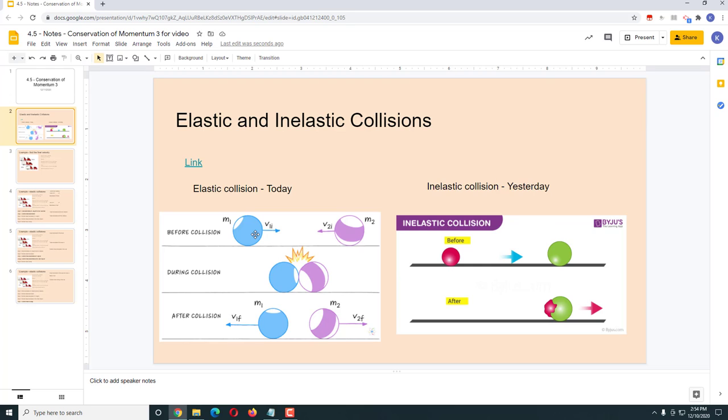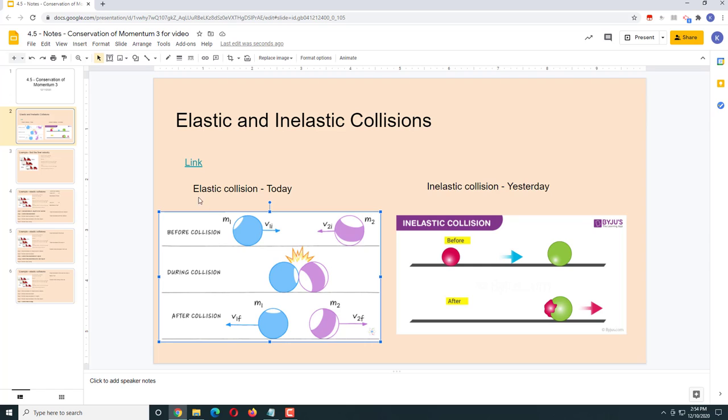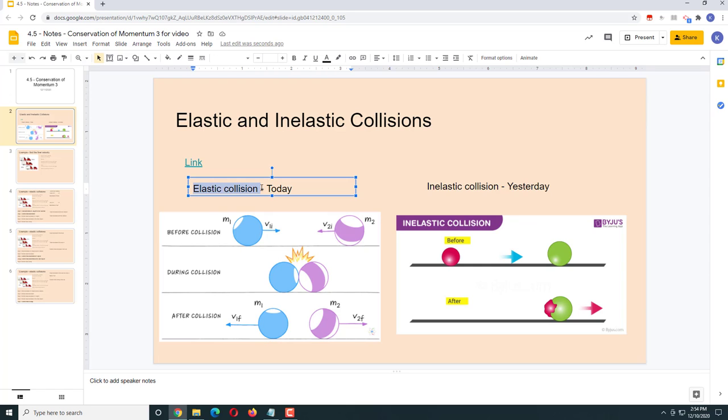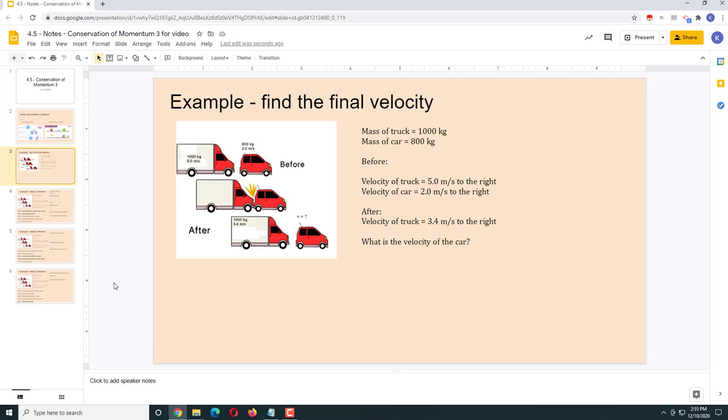In the last lesson, we figured out the final velocity when we have an inelastic collision. In this lesson, we will figure out the final velocity when we have elastic collisions. With elastic collisions, we need to know the final velocity of one object to figure out the final velocity of the other one. Here's an example. We have a truck crashing into a car. We want to find the final velocity of the car.